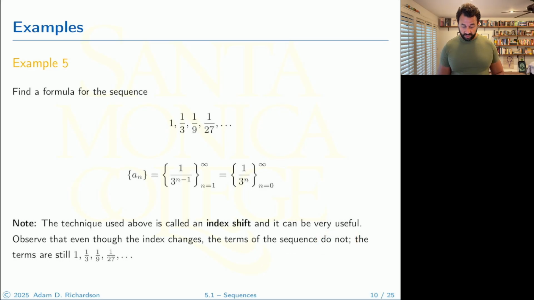So if you plug in n equals 1, n equals 2, n equals 3, you will get this sequence. And over here, if you plug in n equals 0, n equals 1, n equals 2, you will still get this sequence. So even though the index has changed, the starting index has changed, the sequence itself is unaffected. All right, that's an index shift.